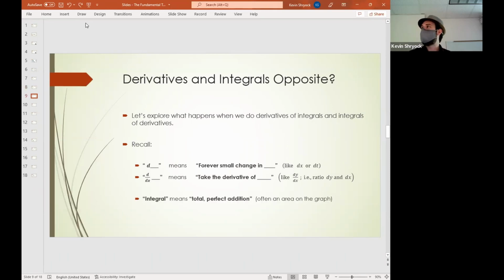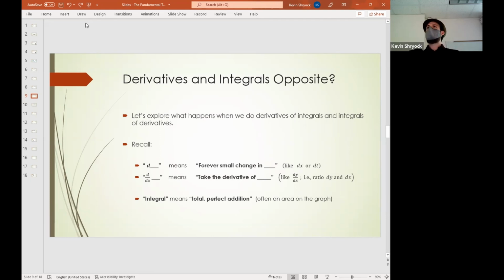And then lastly, we have integral. Integral means the complete, the total, the perfect area, the area under the curve. We're going to be using these and just building a story all for the hour. So does anybody have any question on what this notation means or where it came from? I'm hoping this is starting to feel a little bit like a review. Okay.